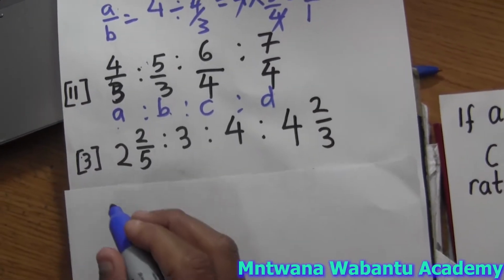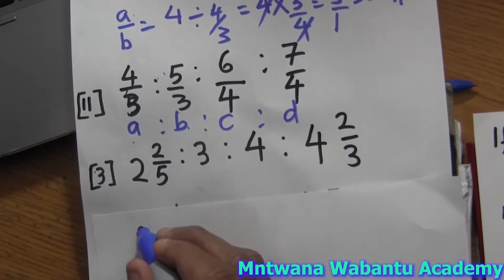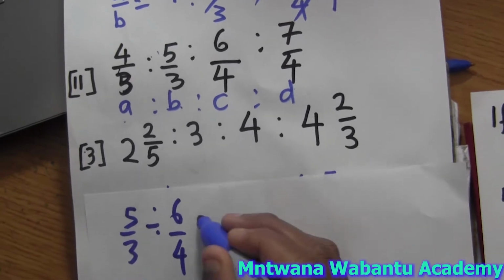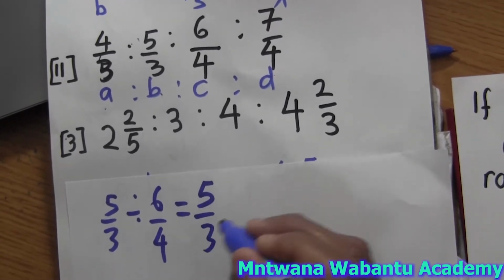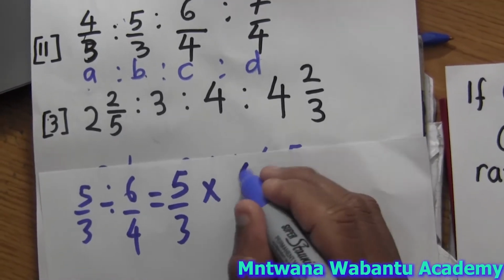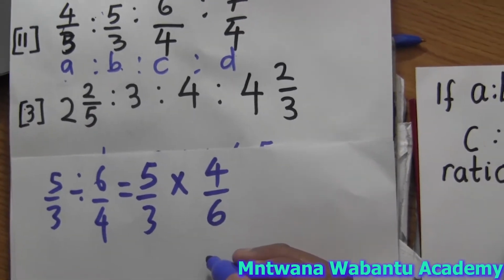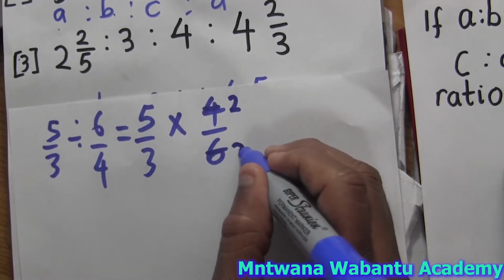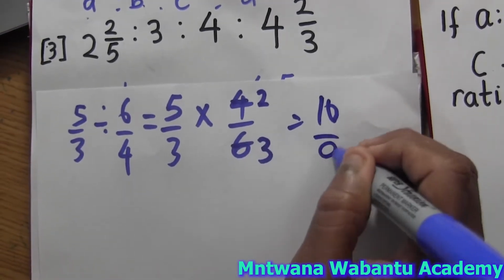So what is B? BC means, okay, our B is 5 over 3, and then we divide by C. C equals 6 over 4. So this is going to be 5 over 3, and then we're going to flip it, and then we're going to have 4 over 6. Now let's simplify. So we know for a fact, this could be 2 and this could be 3. And this is going to give us 10 over 9.